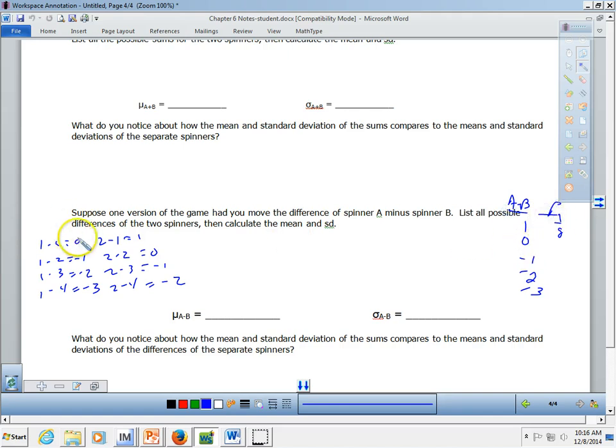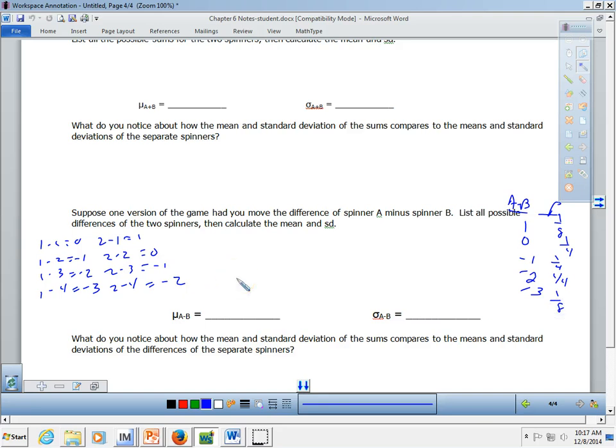How about a 0? I can get a 0 this way or this way. So 1/8 plus 1/8 is 2/8 or 1/4, and you're going to see sort of a pattern here. Negative 1, I can do that 2 ways. 1/8 plus 1/8 is 2/8 or 1/4. Negative 2, there's 2 ways to do that. 1/8 plus 1/8 is 2/8 or 1/4. Negative 3, there's only one way to get a negative 3, and so that's 1/8.